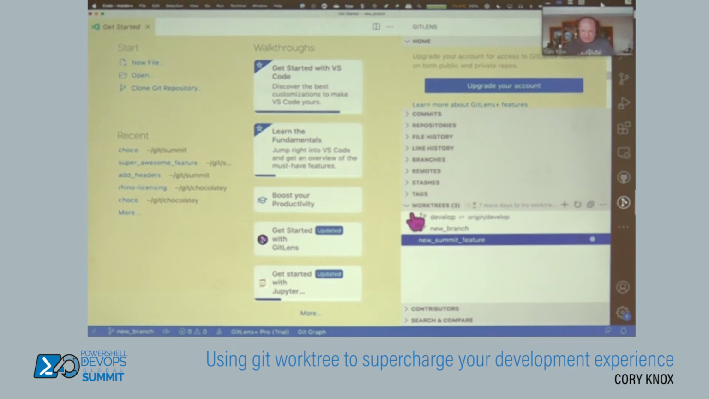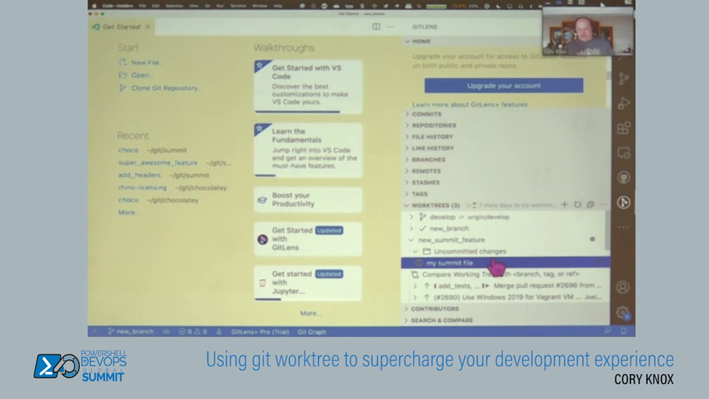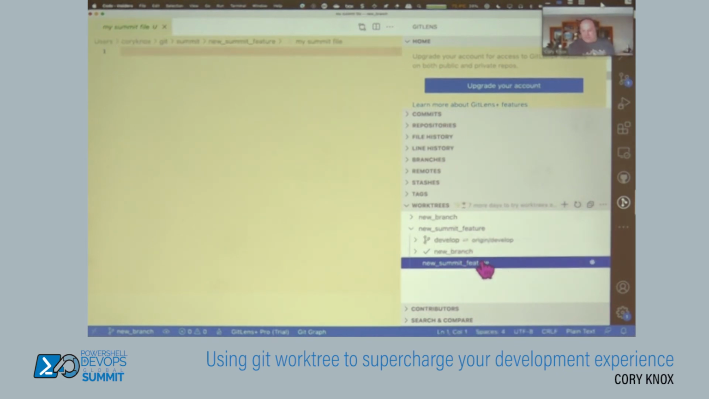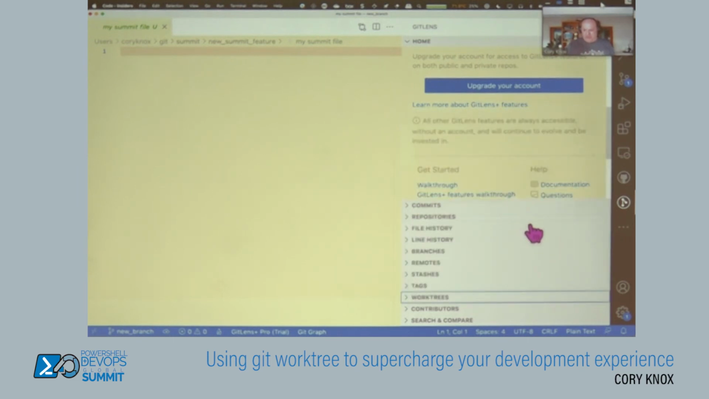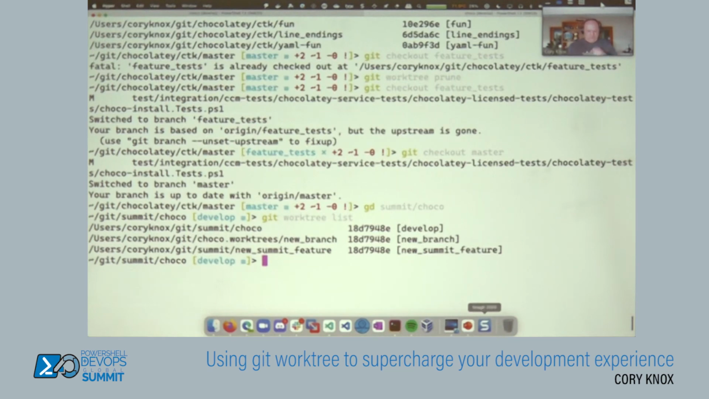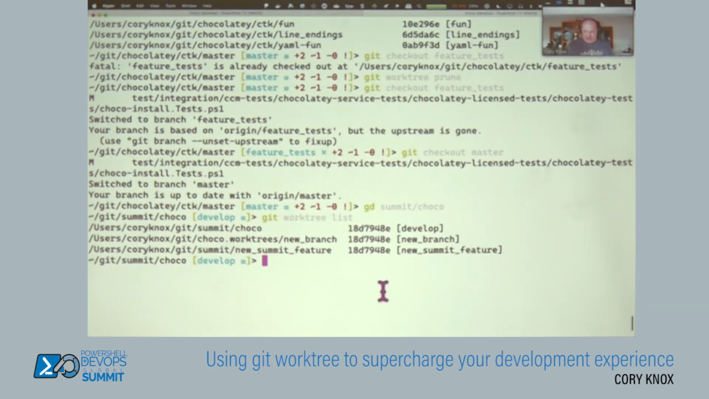Or maybe that's just as big as it'll let me get it. So you can see, this is my Summit file that we created, and I don't even have to change into that particular work tree because I have the new branch checked out right now.